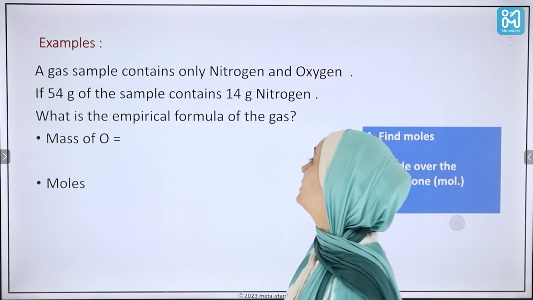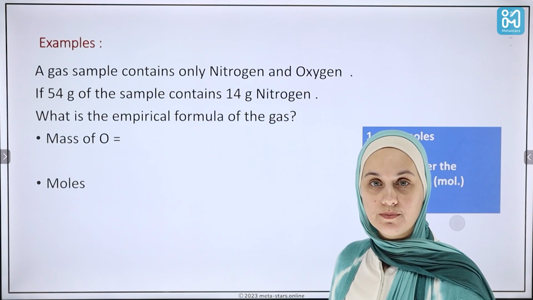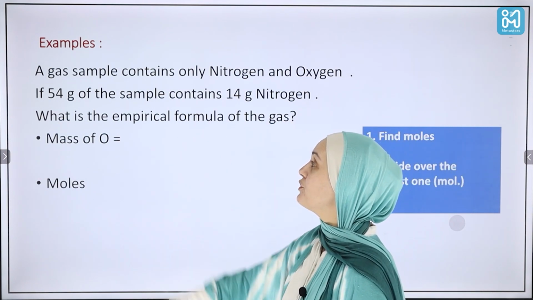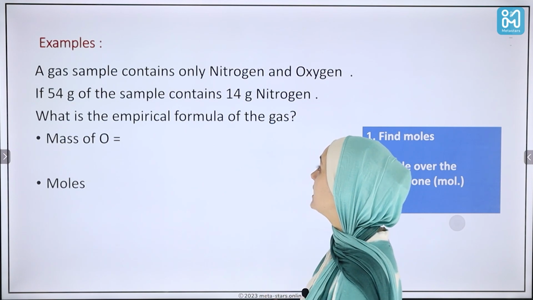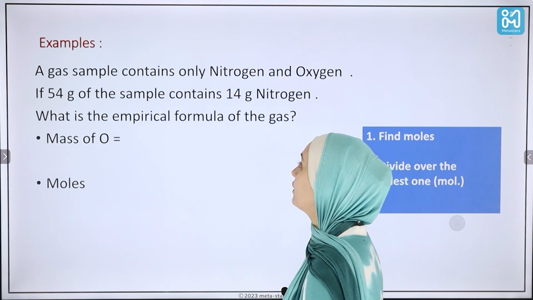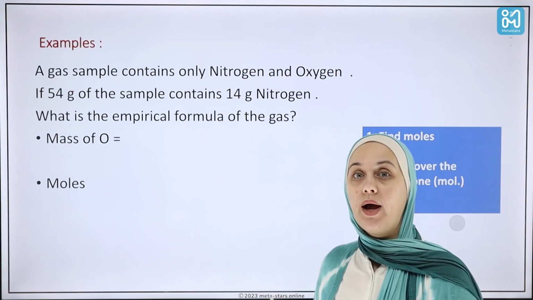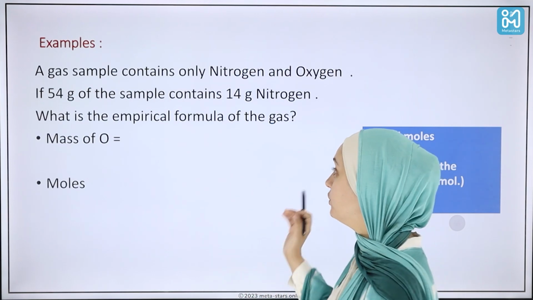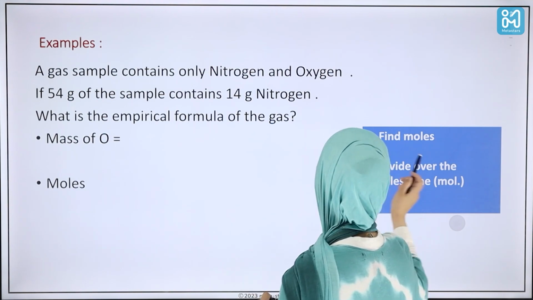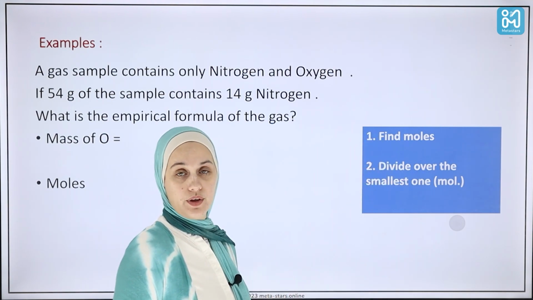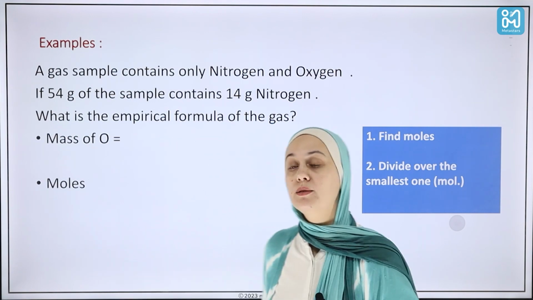A gas sample contains only nitrogen and oxygen. This is what the question tells you. It contains only nitrogen and oxygen. If 54 grams of the sample contains 14 grams of nitrogen, what is the empirical formula of the gas? So I will organize my thoughts now and see what steps I have to follow to find the empirical formula. I will follow these steps: find the moles and divide over the smallest number. So how can I find the moles here?